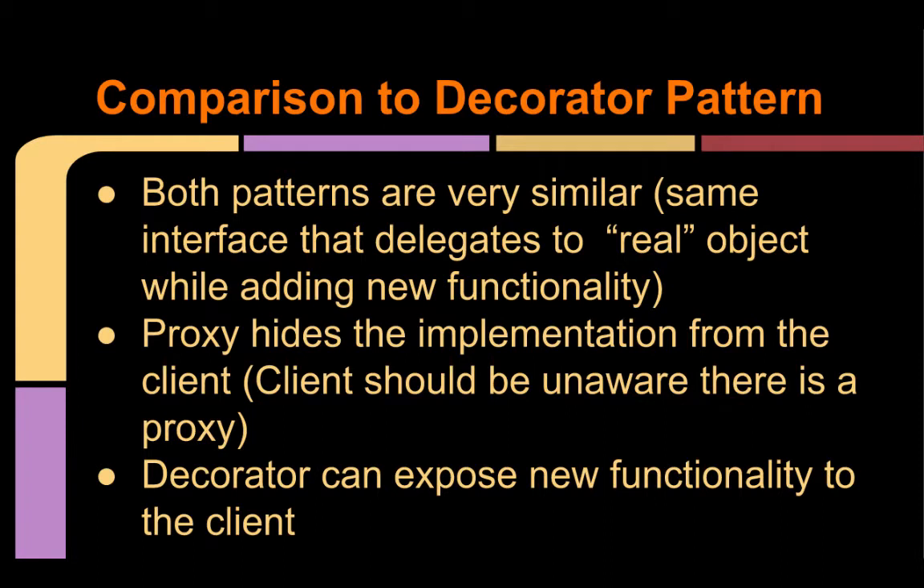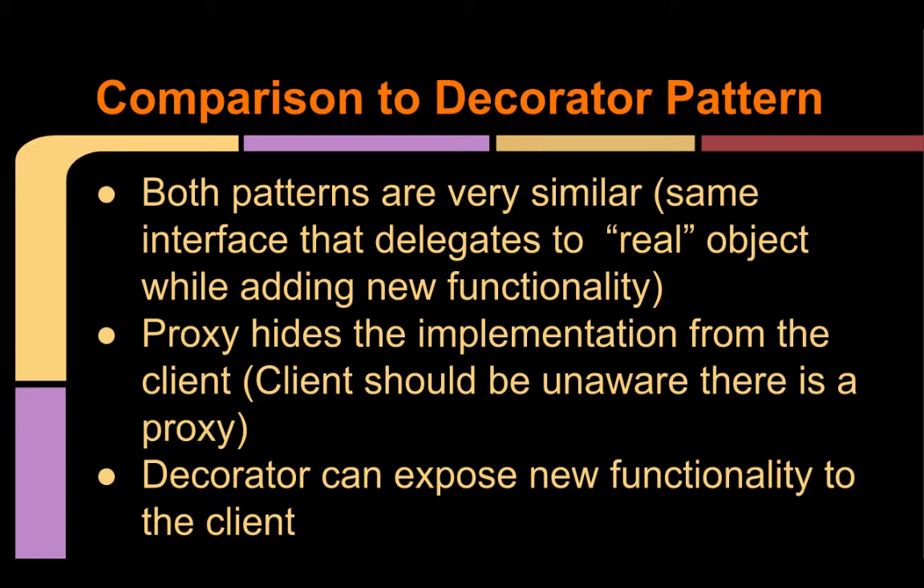One thing when I was looking up proxies, there was a very, very similar pattern called the decorator pattern, and I had a hard time seeing what the difference was between them. In a lot of the code examples and in a lot of the forums, people were asking this question, and everyone was giving different answers. The best I could come up with: they're very similar patterns where there's an interface that delegates to a real object and adds some new functionality. The main difference that I could see was that the proxy hides the implementation from the client.